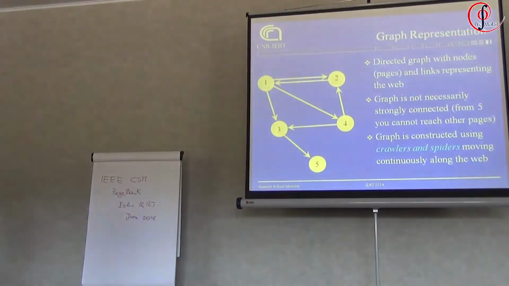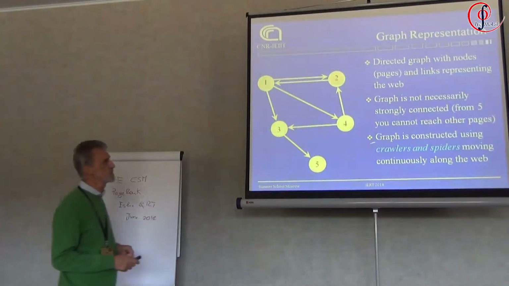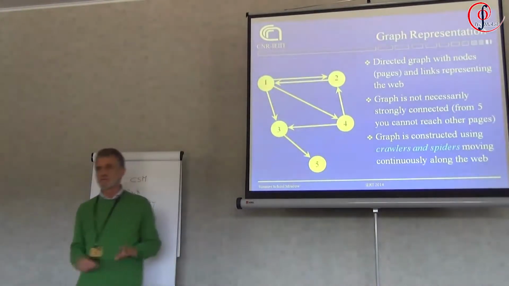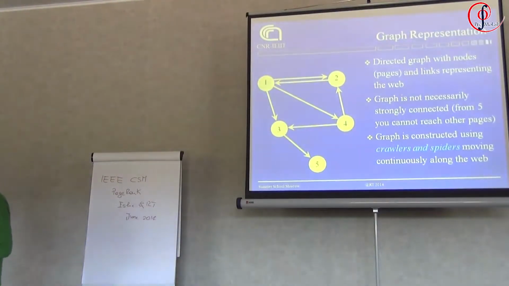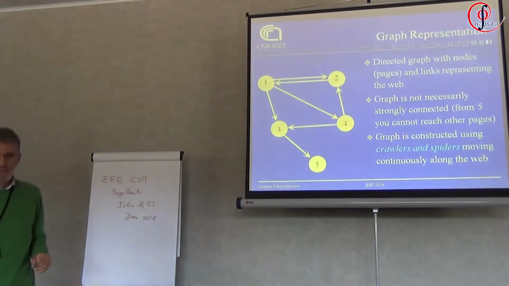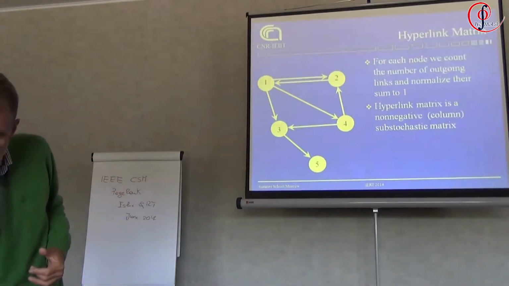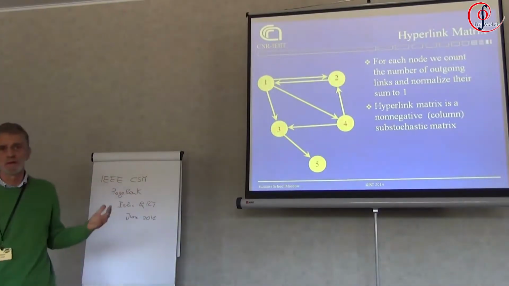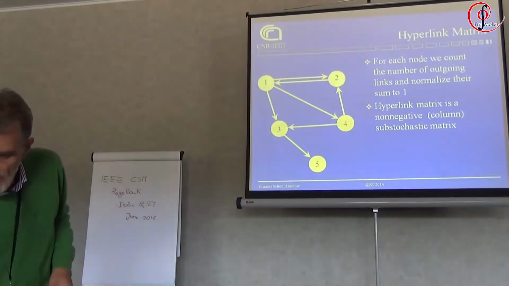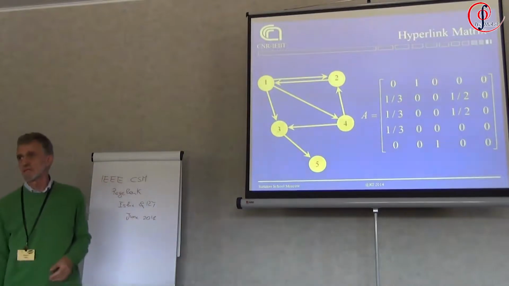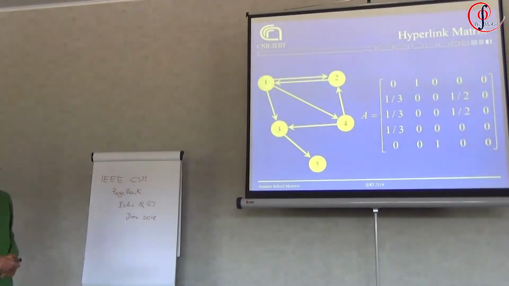We can assume that the graph is time invariant, which is actually a very strong assumption, but over short time scales it's okay. The graph is constructed using crawlers and spiders, which are moving continuously around. Using this graph representation, we can actually build a so-called hyperlink matrix. Let me just show a little example of how we can build this. It's very simple. We have a graph, and then we can build this matrix.